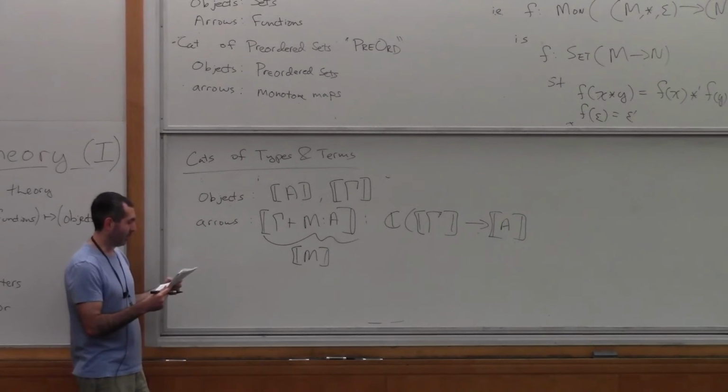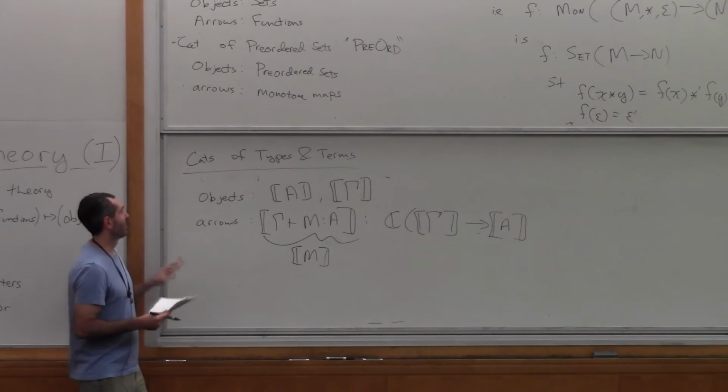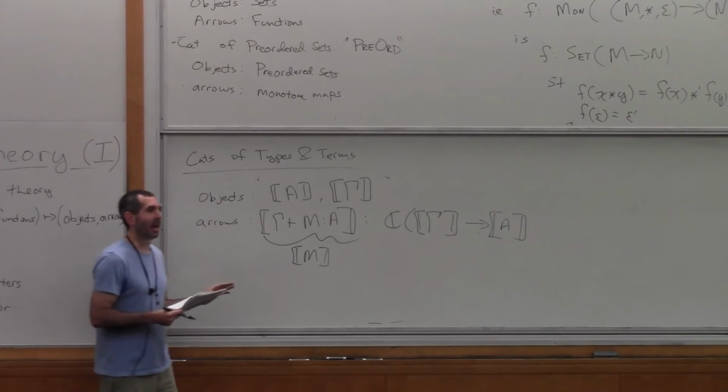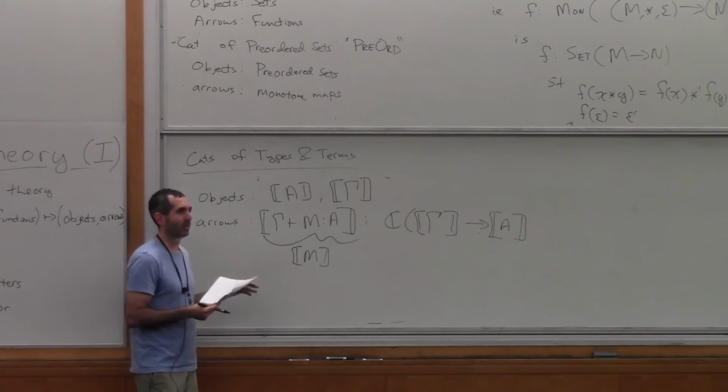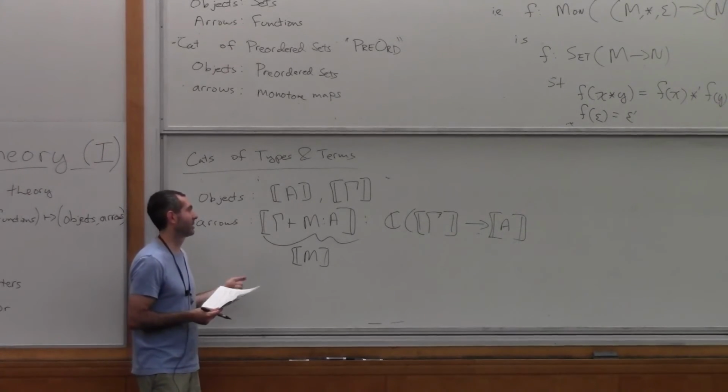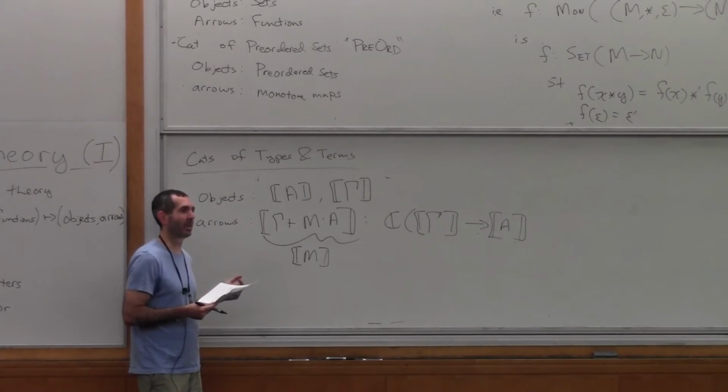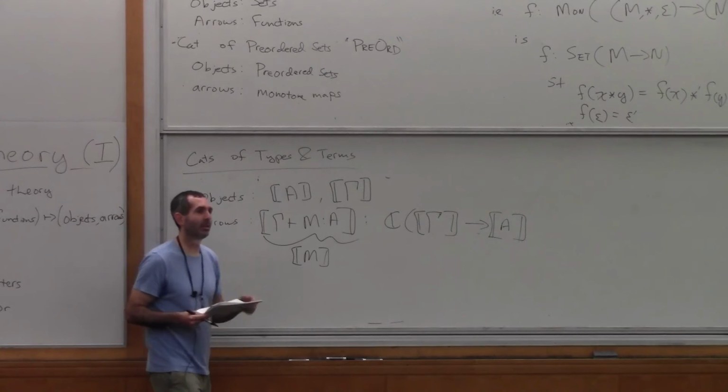Okay, so we can't go very far with this yet because we need a way to build interpretations of contexts and of non-atomic types, but question?